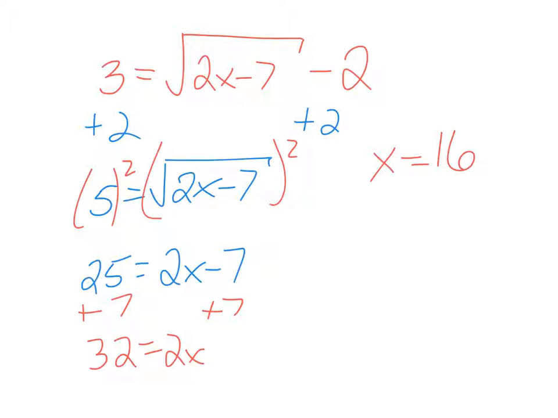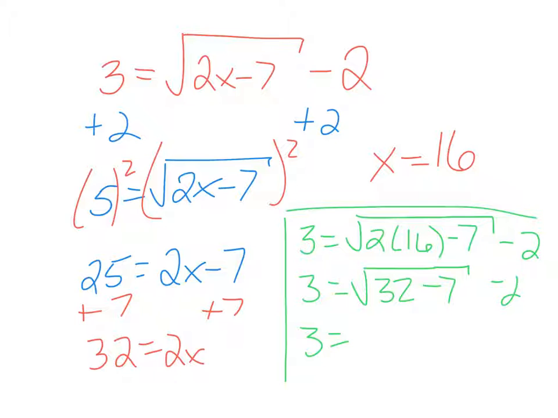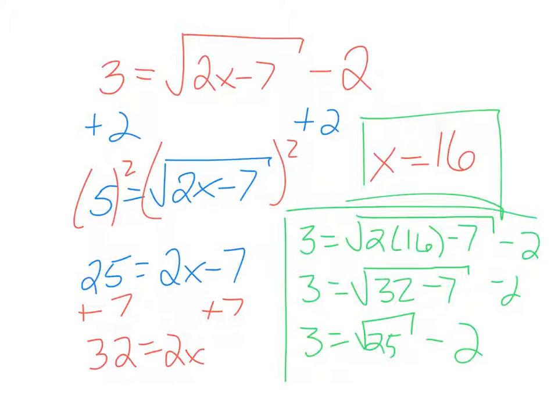So let's plug it in. Go back to the original: 3 equals the square root of 2 times 16 minus 7, minus 2. So now we're just checking for a true statement. What's 2 times 16? 32. All right, I'm running out of room here, but can we all agree that the square root of 25 is 5 and 5 minus 2 is 3, and so we're happy? Okay, so yes, this is the solution. Not only did we do it right, but it is what we were looking for. Is that okay?